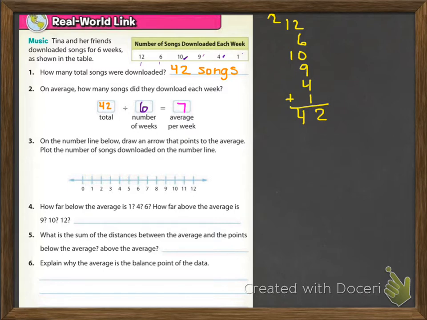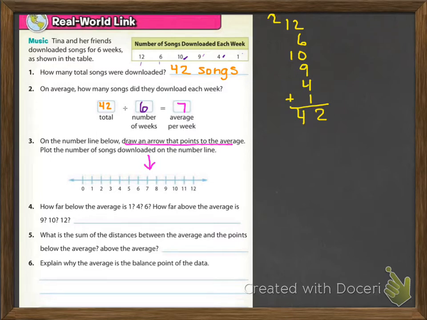Then it says on the number line below, draw an arrow that points to the average. Plot the number of songs downloaded on the number line. So what they're asking us to do first is draw an arrow that points to the average. So the average, we said, and I'm going to stay with pink here so that you can follow along. We said that the average was 7. So we're going to draw an arrow right above the 7. Okay. And then it says draw an arrow that points to the average. Then it says to plot the number of songs downloaded on the number line.